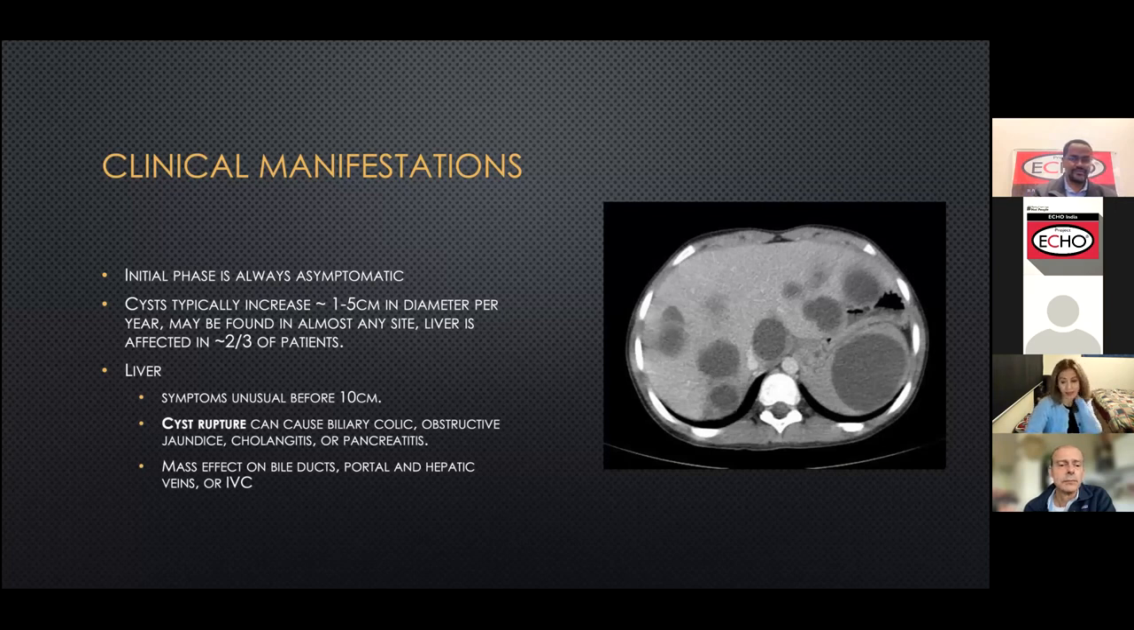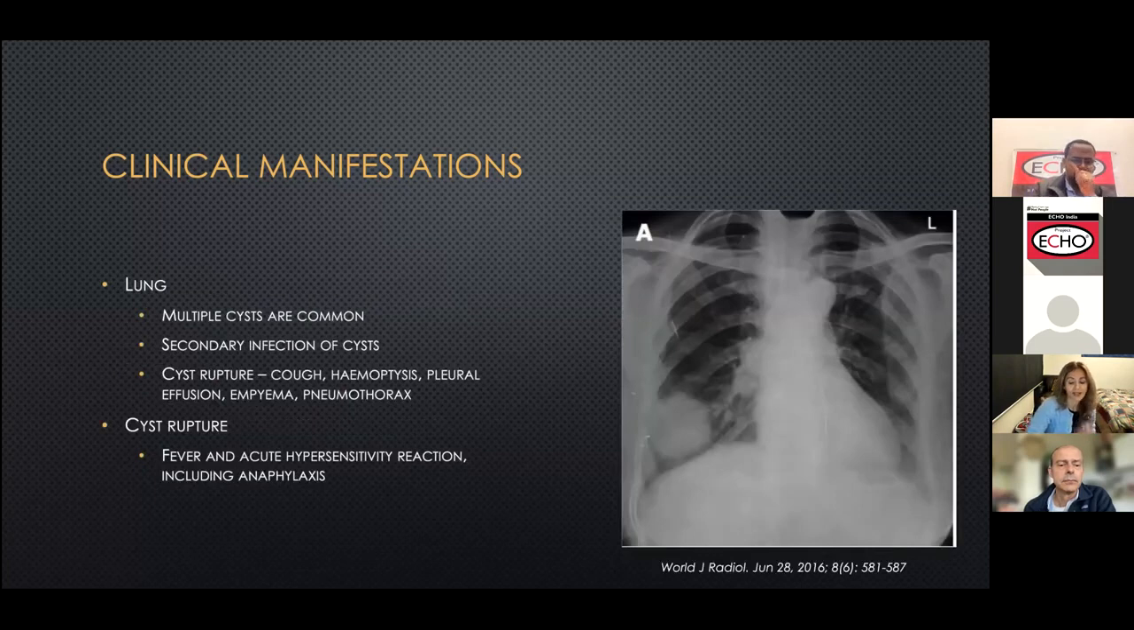You can get cysts, as we said, anywhere. The lung is a fairly common secondary site after the liver. And this is a shadow on the lung. You can see the beautiful round cyst being formed there. And in the lung, the cyst rupture can cause hemoptysis or pleural effusions and empyemas. And there's some great grisly pictures on the web of these beautiful cysts that are found in the pleural spaces.